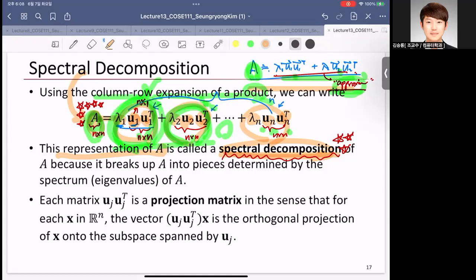So first of all, each matrix uj times uj transpose, right? This is an n by m matrix. It's called a projection matrix in the sense that for each vector x in our space, the vector uj transpose x is also a projection of x onto the space spanned by uj.